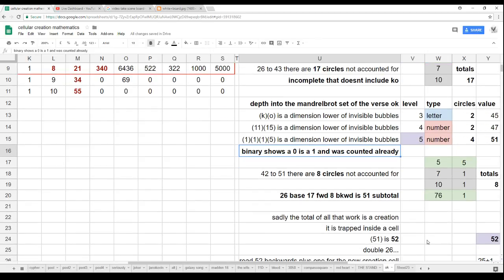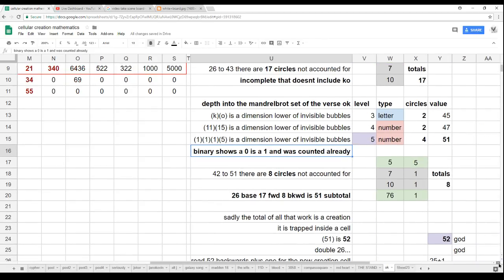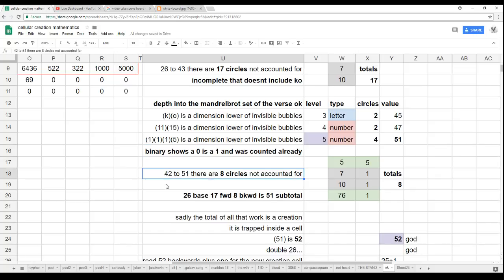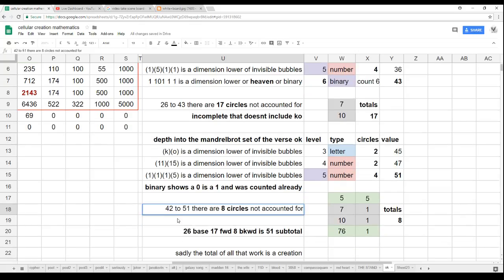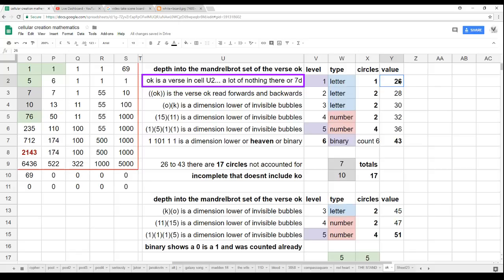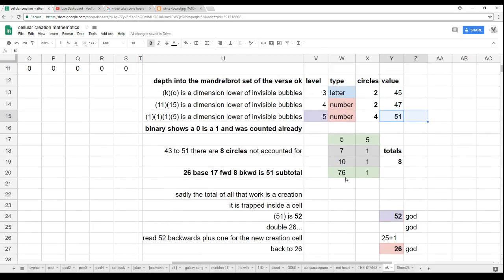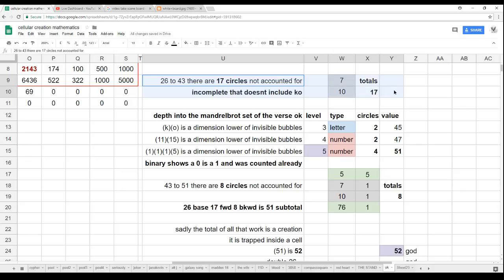So now, here's the deal, guy. 42 to 50. So we went from 26. Okay, oh, sorry, that should be, damn it, 43. 43 to 51, there are 8 circles not accounted for. That makes more sense, right? Okay, and that's the truth. We went from 26 to 43 to 51. Okay? We're not done yet. So the 8 circles not accounted for, just like there were 17 circles not accounted for over here.